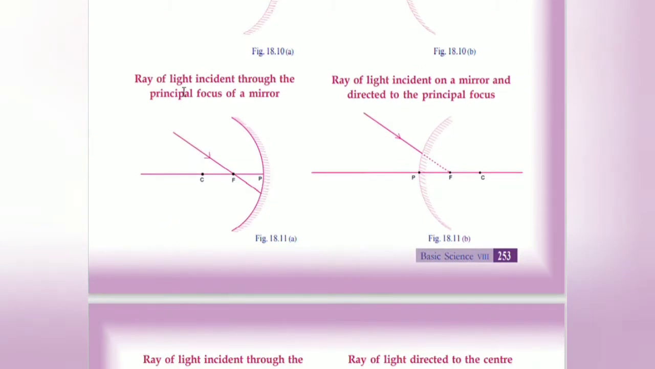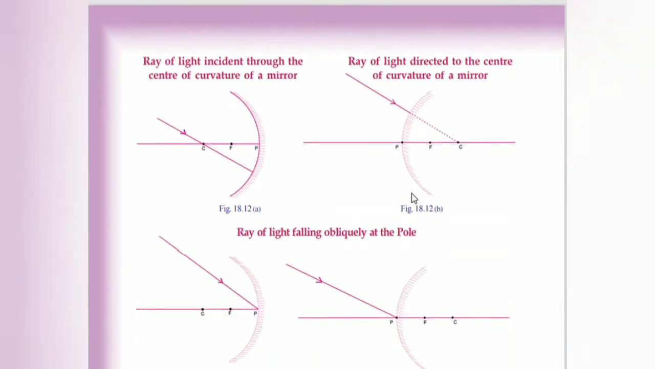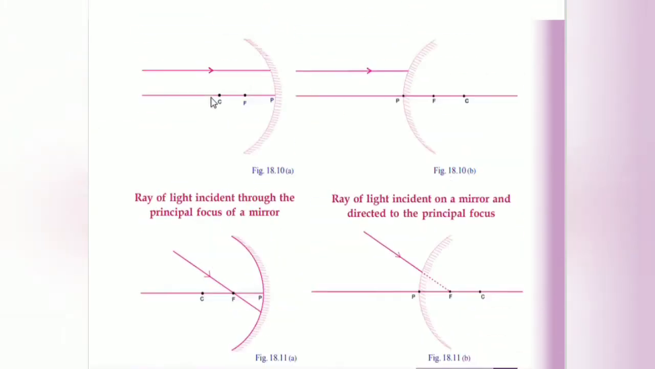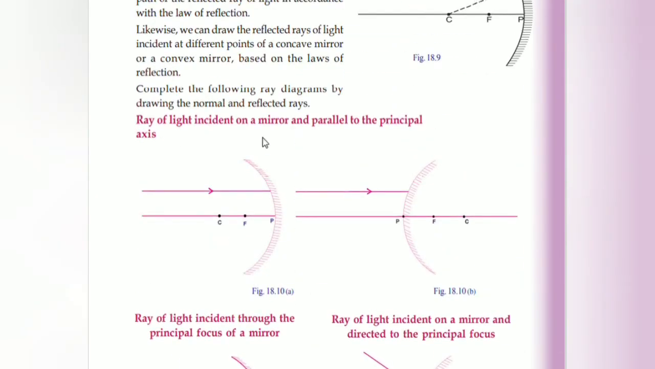Ray of light incident through the principal focus of a mirror. Ray of light incident on the mirror directed to the principal focus. C, F and P. Here are some diagrams given. That is to show the differences of ray of light incident on a mirror and parallel to the principal axis.